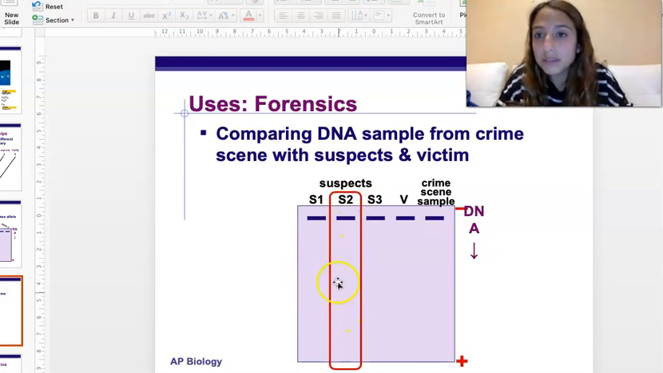It's only going to be the same if you're talking about the same person. So this is how you actually check this out. If the crime scene sample, right over here, has a small line here, and the suspect number 2 has the same line, that means that it's extremely probable that that suspect matches with the crime scene.